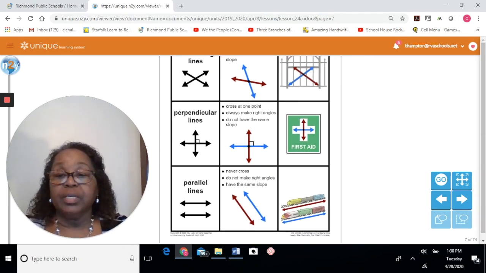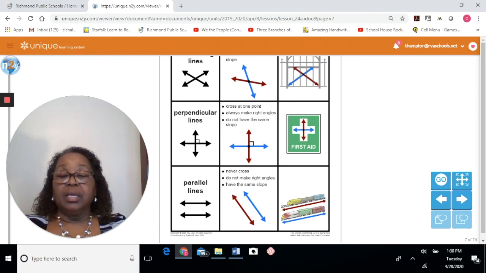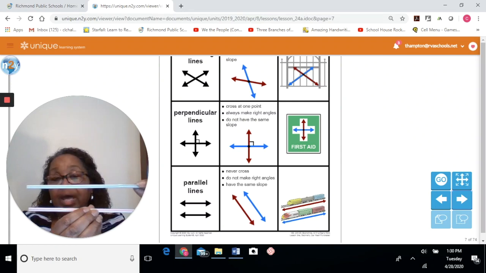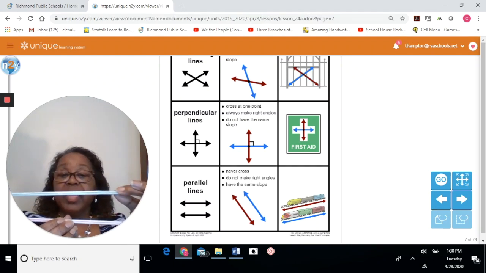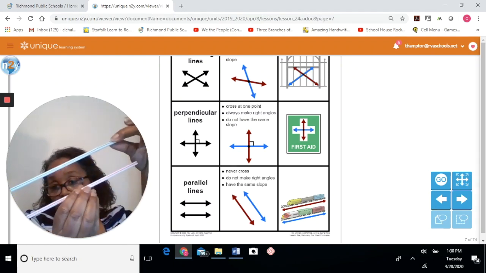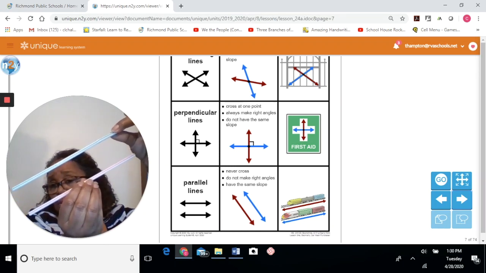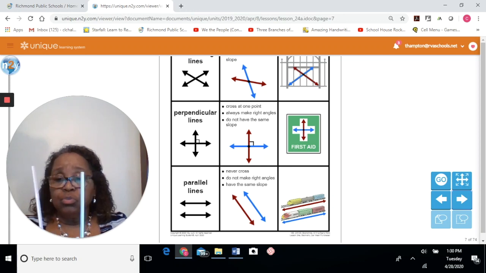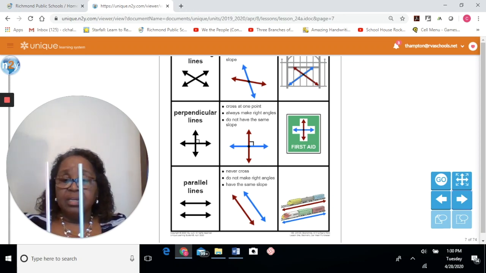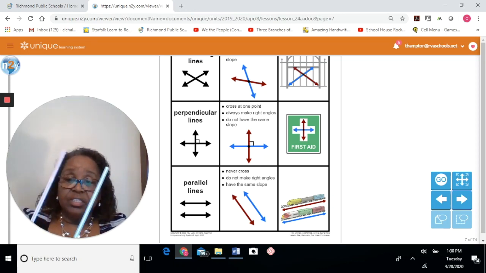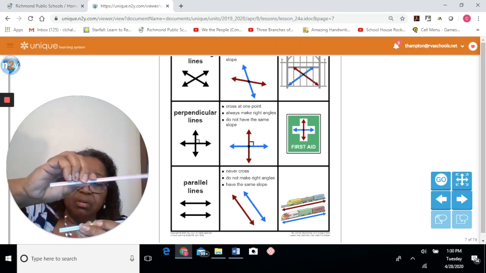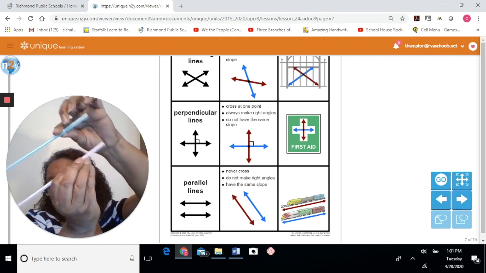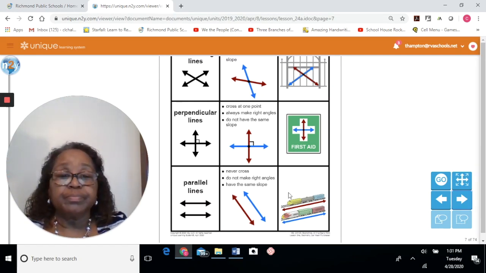And then parallel lines. Parallel lines never cross, never intersect. Okay? They do not make right angles and they have the same slope. They always have the same slope. Think about a railroad track. You see a railroad track, those two tracks are set like this and they can take turns, but they're always the same distance apart, always the same slope on the railroad track.